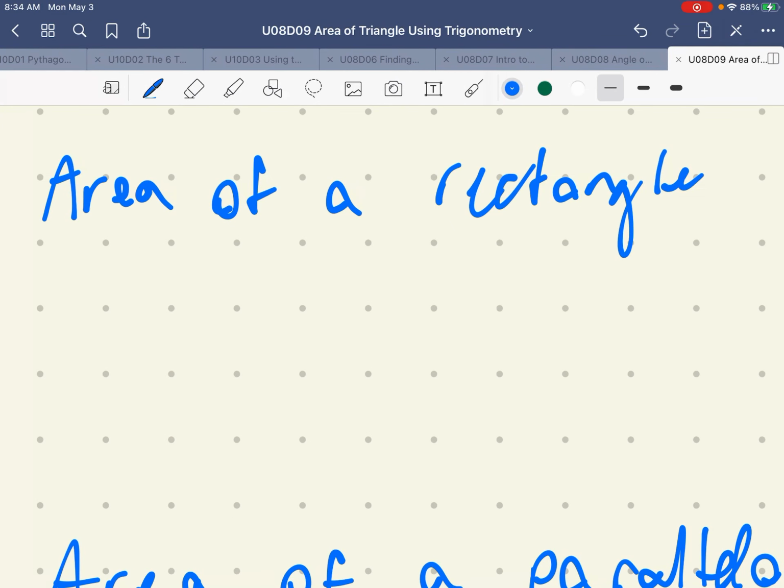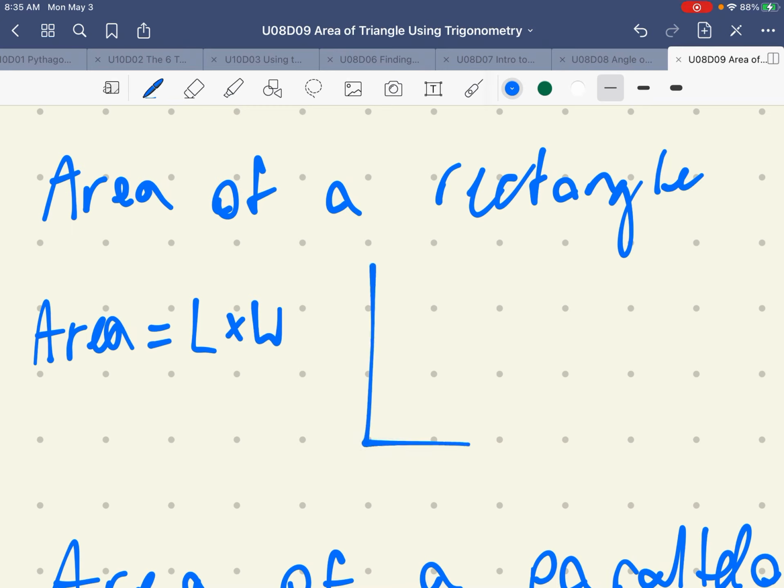So our lesson today is going to be on area. Just a reminder of what the area formula is. The area formula for a rectangle is equal to length times width. So if I have a rectangle with the following measurements of 3 and 4, the total area of this rectangle is going to be equal to 12 square units.